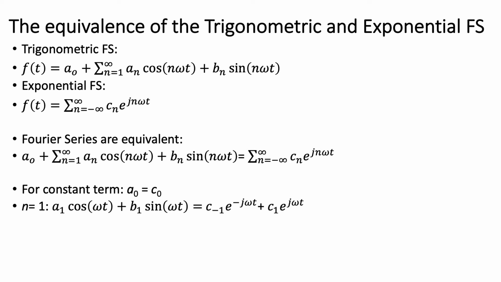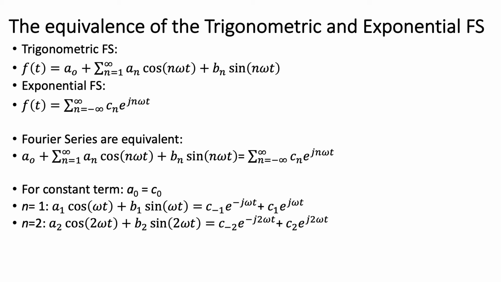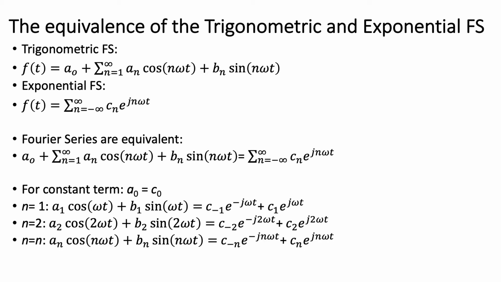A1 cos omega t plus B1 sin omega t equals C minus 1 e to the minus j omega t plus C1 e to the j omega t. And for two oscillations in T seconds, we get the next one. And in general, for n equal to n, we have the next equation.